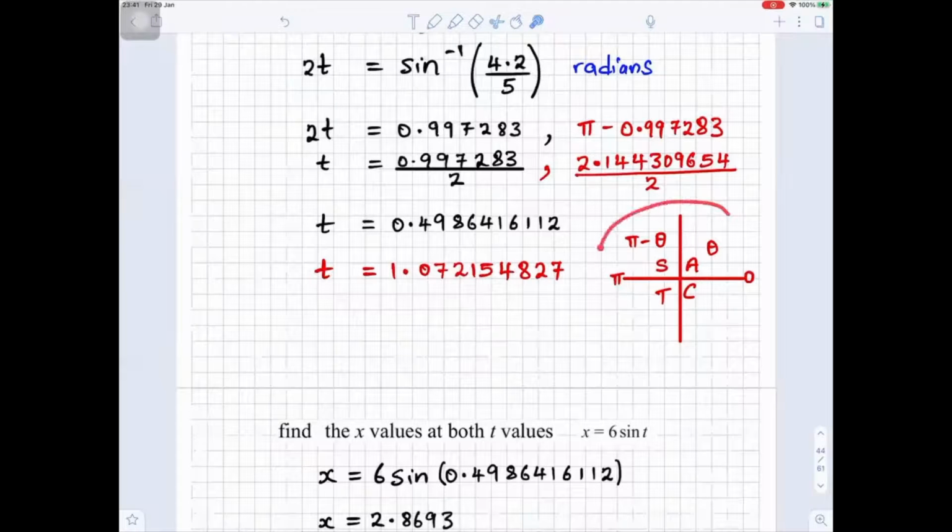But sine is positive in the first and second quadrants. If you look at the CAST diagram there, sine is positive in the first and the second quadrant. So in the first quadrant it is 0.9972. In the second quadrant it is pi minus 0.9972. So when we want to get t, it's times 2, so the opposite is divided by 2. That will give you 0.4986. And with this one, we divide by 2 there as well, so that will give us 1.072. So we've got the two values of t.